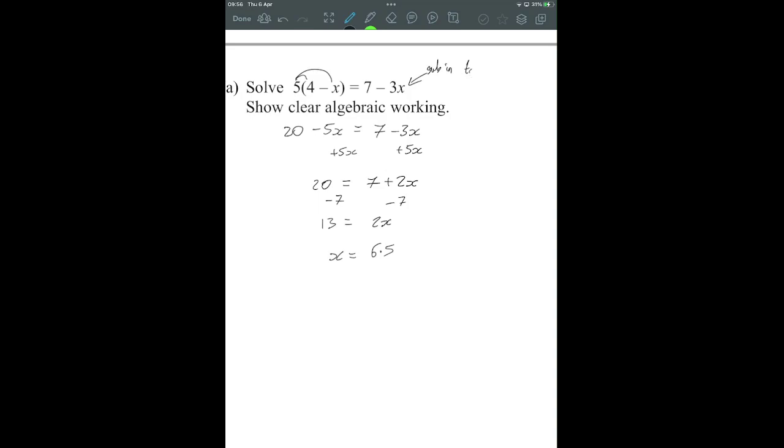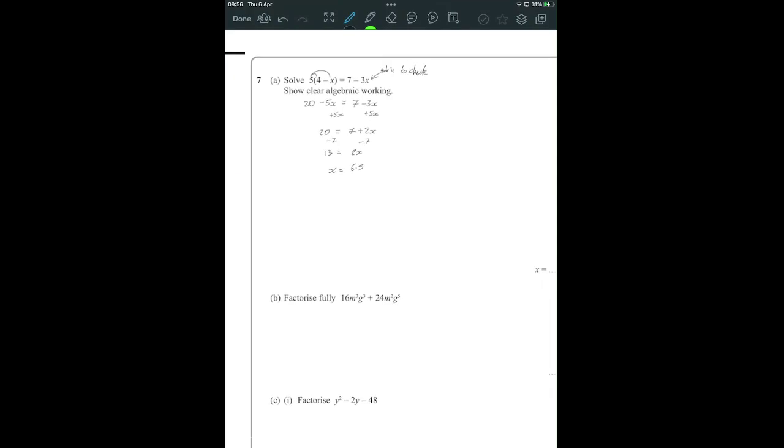Sub in to check. So I'll do that in my calculator. 5 lots of 4 minus 6.5 comes out as negative 12.5. 7 minus 3 times 6.5 also comes out as negative 12.5. That equation works for my 6.5. I've got that right for sure.